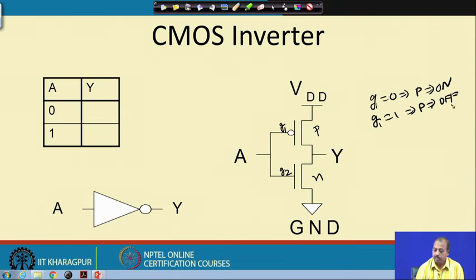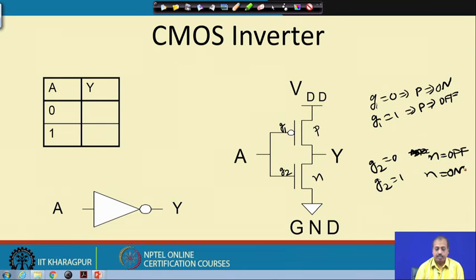Okay. Similarly, for the n type transistor, if G2 equal to 0, then the n type transistor is off, and if G2 equal to 1, then n is on. So, this is the situation.